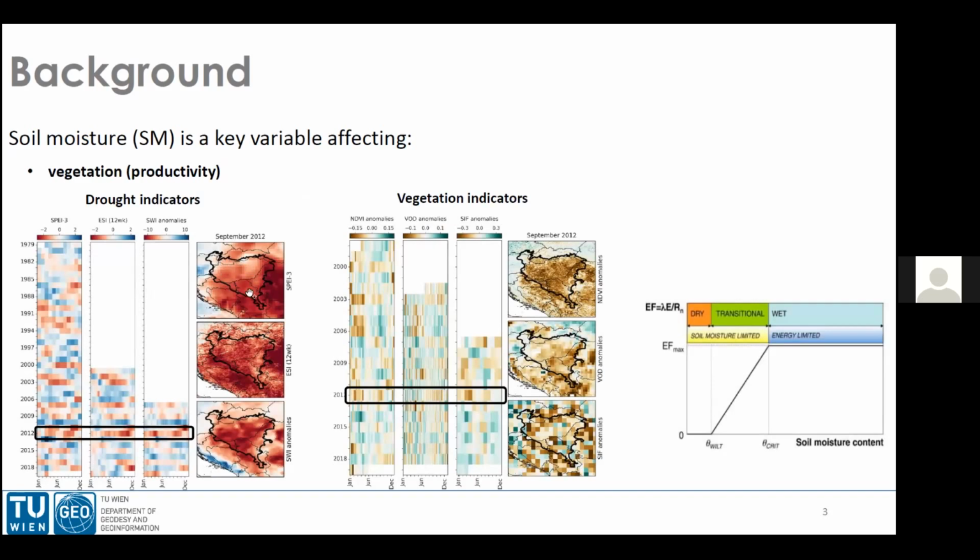This is clearly shown, for instance, in these plots. These maps show the Pannonian Basin, that is the eastern part of Europe. On the left side, you can see some drought indicators, where red means very dry, blue means very wet. On the right side, you have some vegetation indicators, where brown means very poor conditions, green means very good and healthy vegetation. This highlighted period is 2012, where we recorded some pretty severe drought conditions over this area, and this was also well reflected in the spatial patterns of vegetation. When you look at the temporal development of drought indicators, among which soil moisture and vegetation, there is a pretty strong correlation and agreement between the two. So soil moisture is very important.